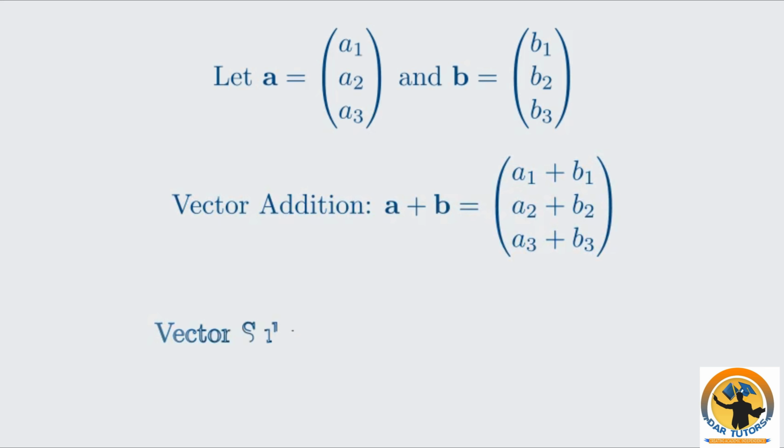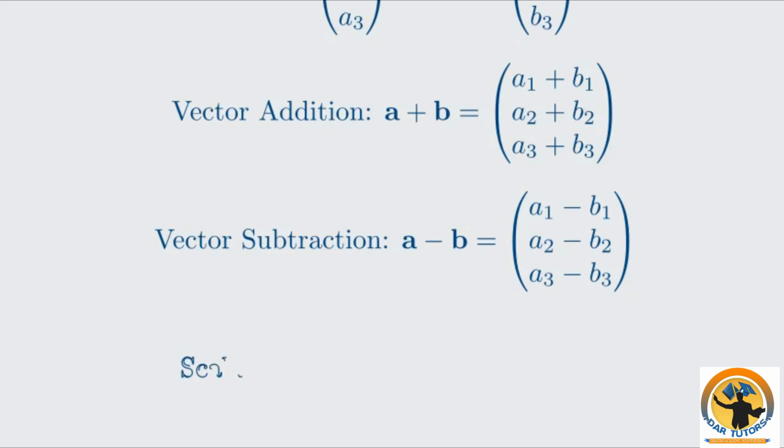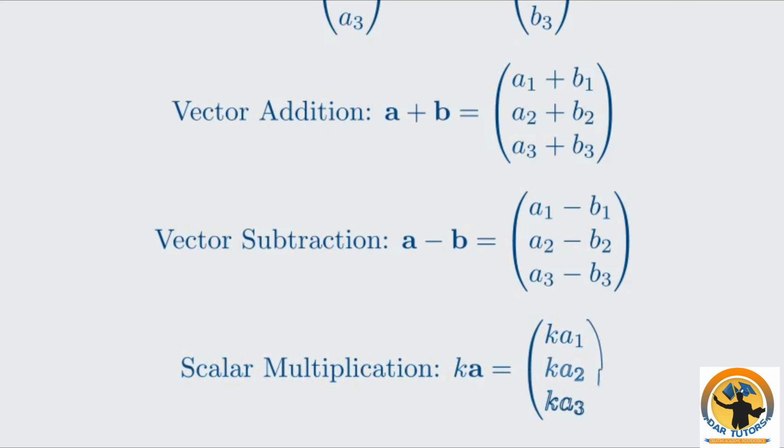Similarly, to subtract vectors, you subtract their corresponding components. A minus B is the vector, A1 minus B1, A2 minus B2, A3 minus B3. To multiply a vector by a scalar k, you multiply each component of the vector by that scalar. K times A is the vector, K times A1, K times A2, K times A3. These rules are straightforward and apply to any number of dimensions.